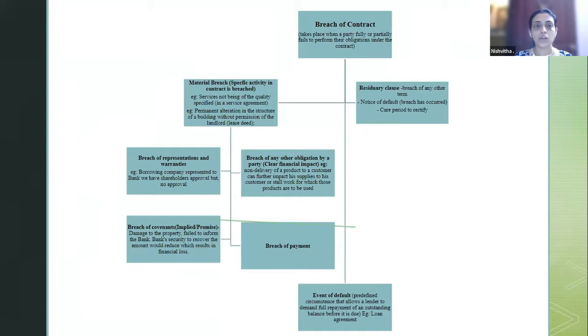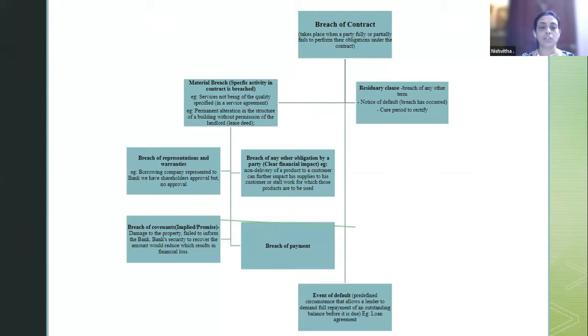Fine, then I don't see any other questions. So let me proceed. What is breach? As most of you rightly pointed out, when a person fails to fulfill his obligation, either partially or completely, it is called a breach. Okay, so it is not always required in order to call it a breach.